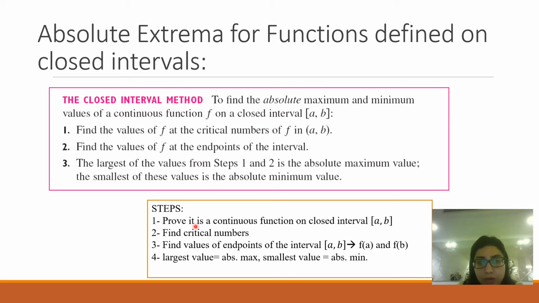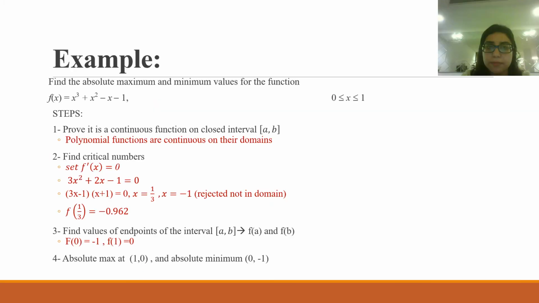First point, I need to prove that any function I'm trying to find its absolute maximum or minimum for is continuous on a certain domain. Then I will find the critical number. Then I will substitute the starting and ending points of the domain and find their y values. I will choose the largest of them to be the absolute maximum. I will choose the smallest of them to be the absolute minimum. All right, let's take an example and use these steps, and it's going to be very easy.